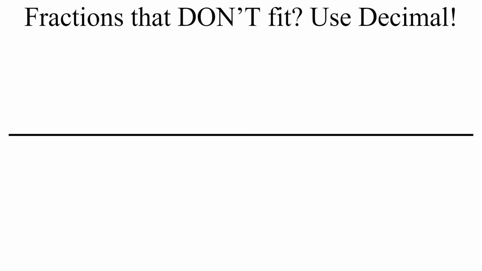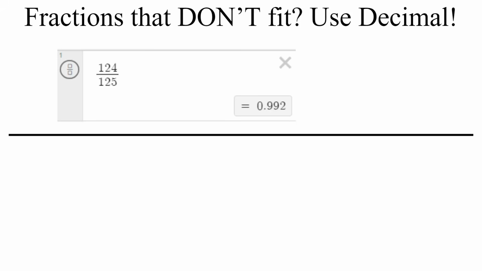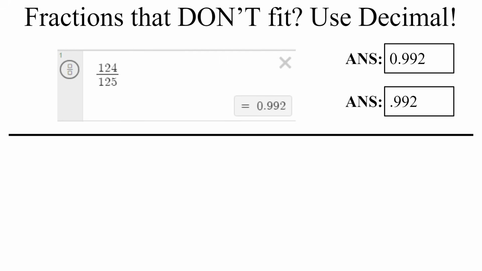Next, if you have a simplified fraction that doesn't fit, make sure that you use the decimal. So 124 over 125, if you click the fraction button, it would still tell you 124 over 125. That is 1, 2, 3, 4, because the slash counts as a character. 1, 2, 3, 4, 5, 6, 7 characters, and we need 5 or fewer characters. And so we can't put 124 over 125, so we would put 0.992.